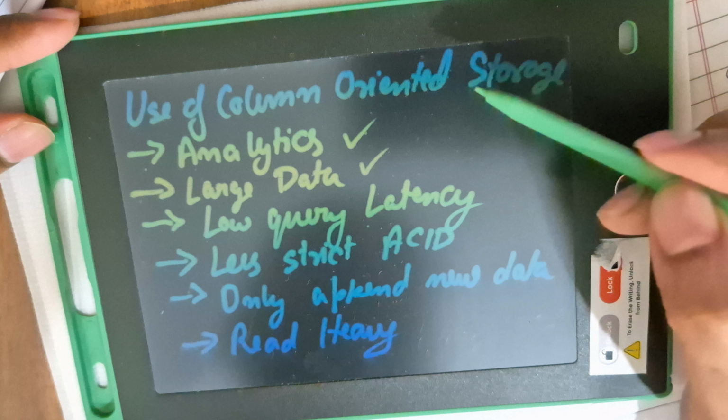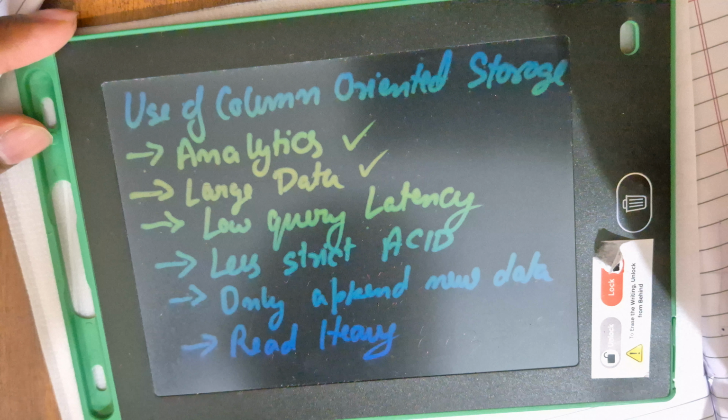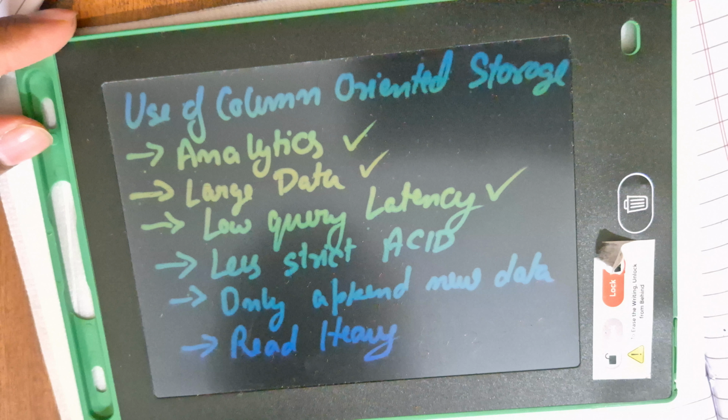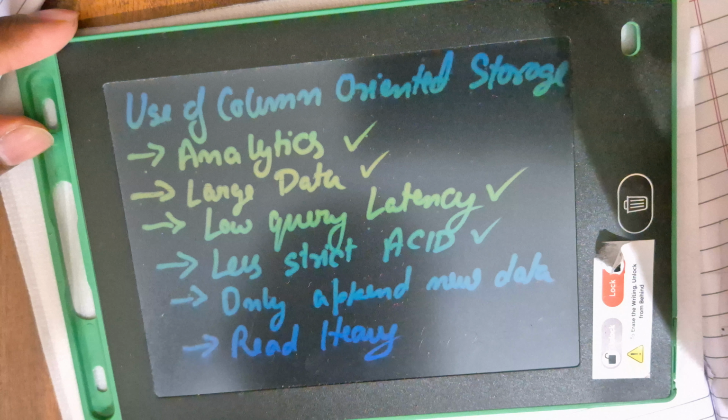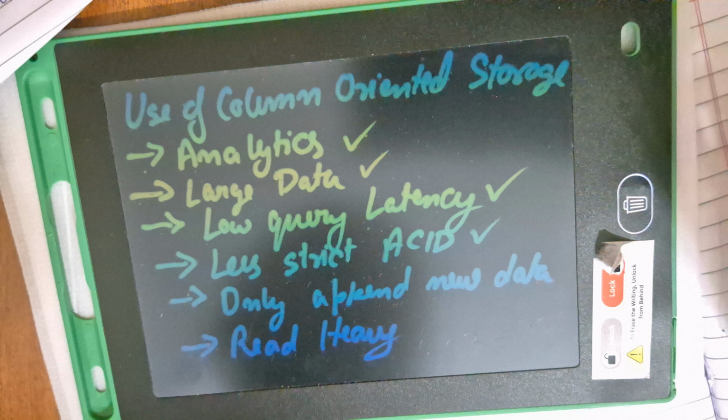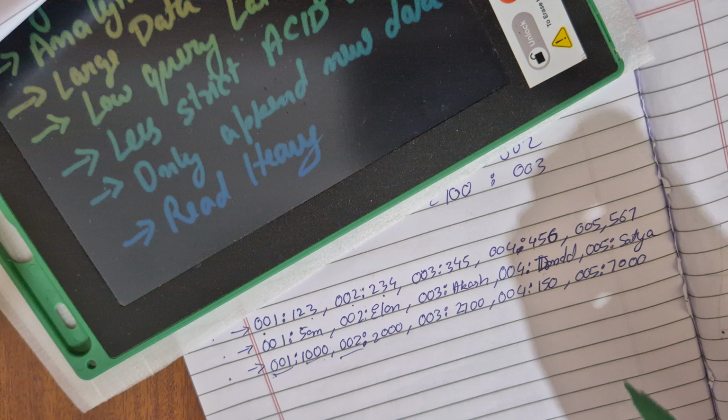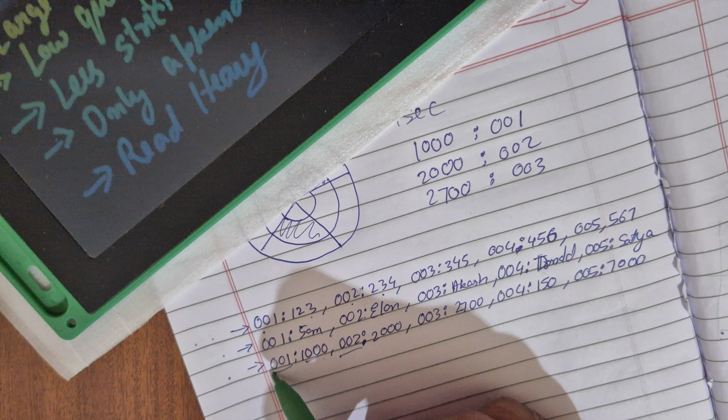In general, how does a DB actually store a column? Mostly it stores the data of the column. For example, it will store 1000, which is for ID 001. Again, it will store 2000, which is for ID 002. Again, it will store 2700, which is for ID 003. Let me write it down. In column oriented storage, all this data will be stored in this form.